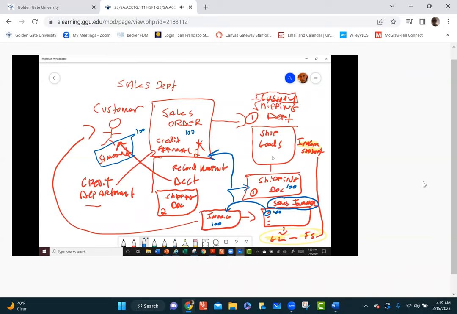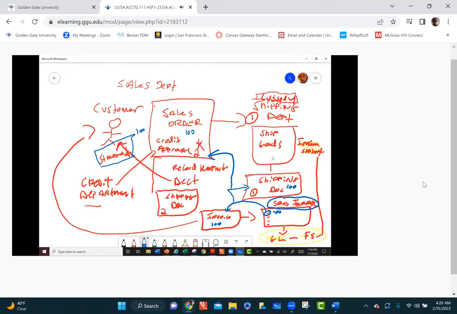Excellent. Could I do a control test here at the same time that will help me with the existence assertion? What would be a control test? Making sure there's a separation of duties. Excellent. Yeah, exactly. I could at the same time look to see who controls these various documents.